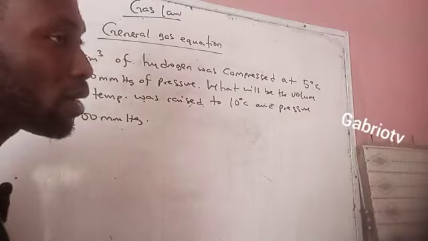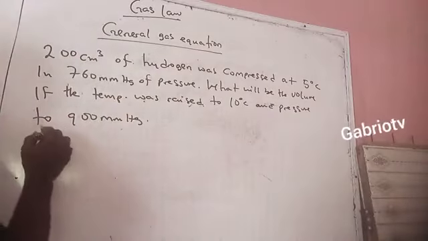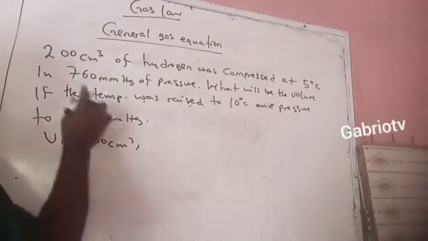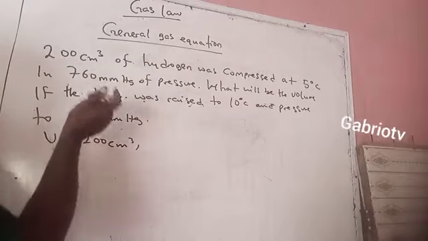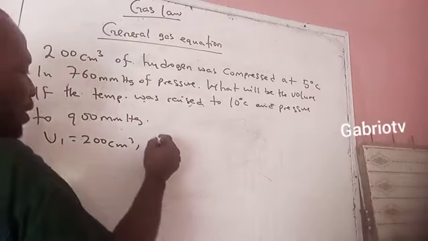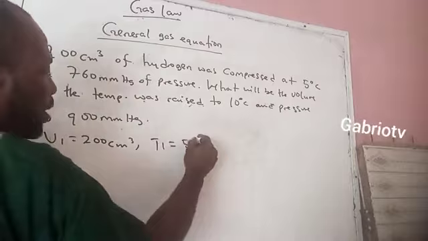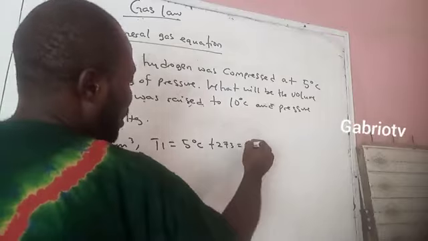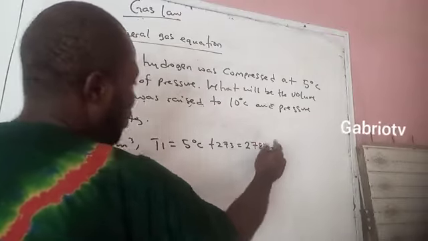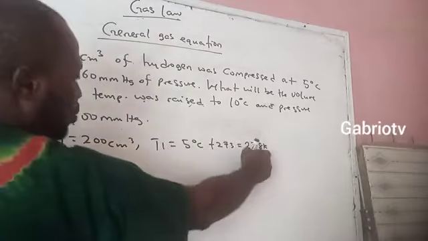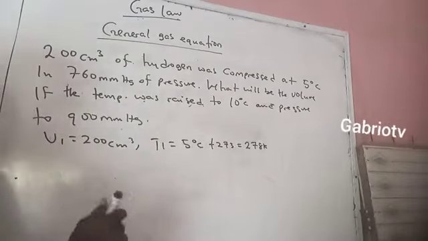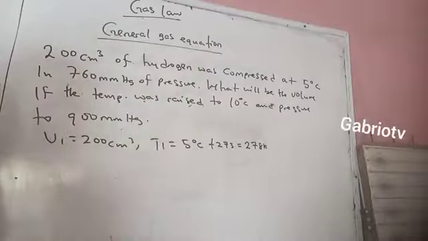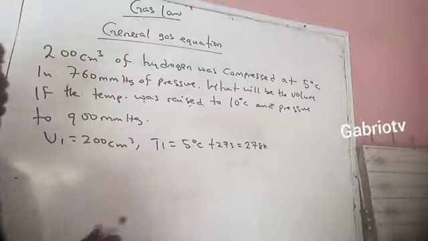Now let's start writing out what we need in this question. The parameters: we have V1 equals 200 cm cube. How did I get my V1? This is the first volume mentioned in the question. Then T1 equals 5 degrees Celsius plus 273, that's 278 K. I converted from degrees Celsius to Kelvin. I said it is very important to convert, because Kelvin is the standard measurement for temperature.